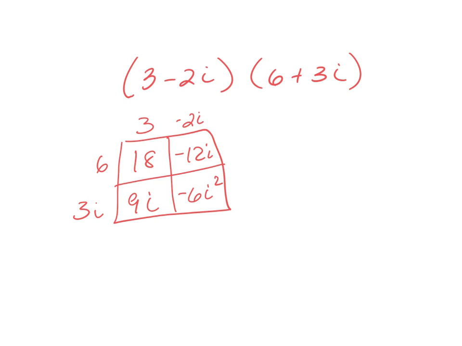But then you remember that I told you that i squared equals negative 1. So this turns into a positive 6. That just changes the sign of the number. So now you add the numbers, which is 18 and 6 is 24. And then you add the imaginary, which is negative 3i.